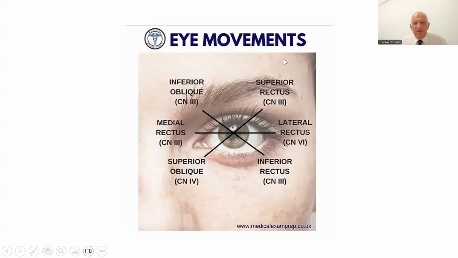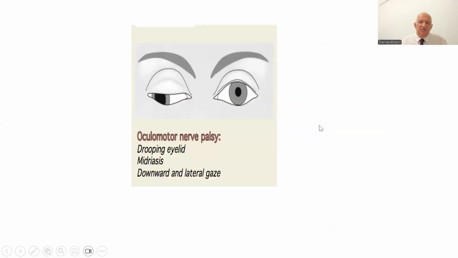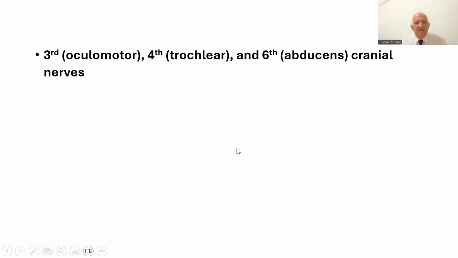Okay, so looking for eye movement, H-shape picture. Of course, you don't have a lesion, but just remember the oculomotor nerve patient has dropping of the eyelid, mydriasis, and the eye is down and lateral gaze. Of course, what you test by this, you test the oculomotor, trochlear, abducent nerve, and of course, the optic nerve. So 2, 3, 4, and 6.